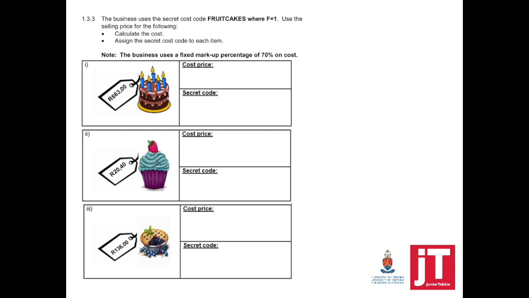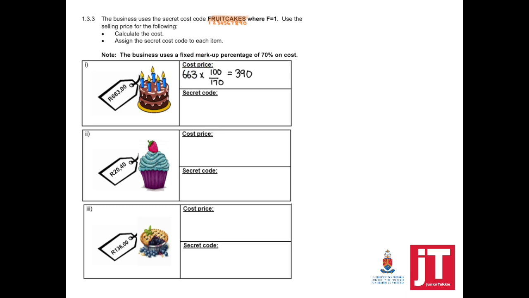In the next question, they've asked it slightly different. The business uses the secret code cost or the secret cost code, fruitcakes, and now F starts with 1. So now we're just going to number each one of them where F starts with 1, 1, 2, 3, 4, 5, 6, 7, 8, 9. And the first question says now calculate the cost, assign the secret cost code to each item. So it wasn't given to you.